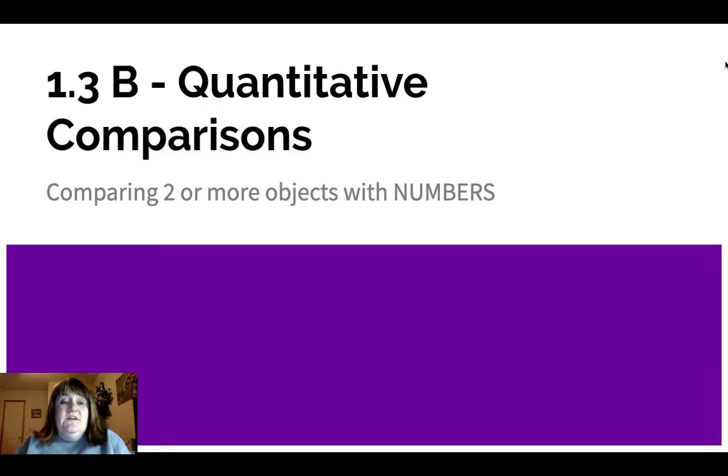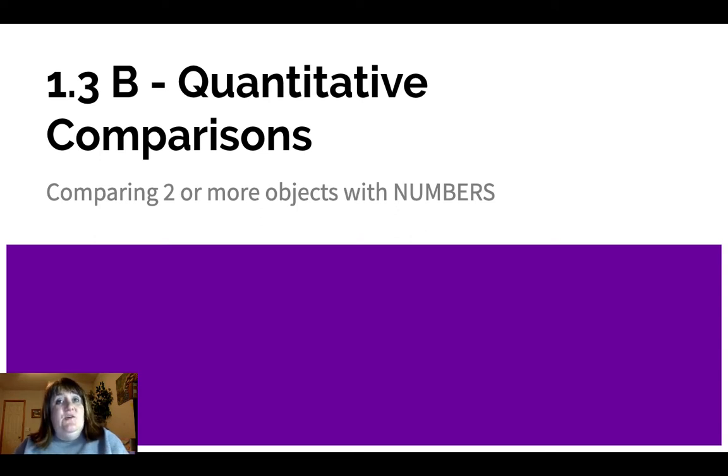Hello, Physical Science. Today we're going to be talking about 1.3b. 1.3b is on a quantitative comparison between two or more objects. And let's get started. So we're looking at 1.3b. This is a quantitative comparison.